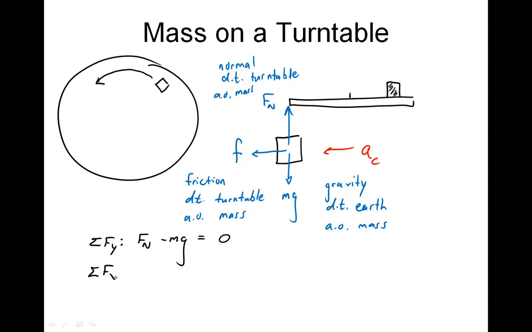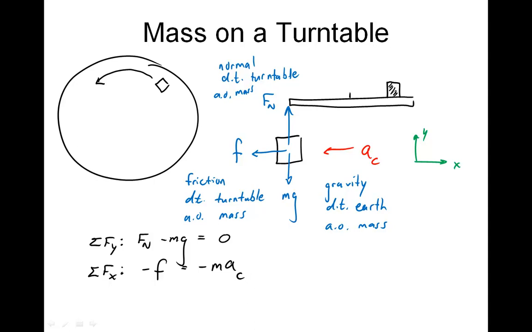The sum of the forces in the x direction, I only have one, and that's the frictional force. And it's pointing to the left, so we better put in an axis. So we'll make x to the right, and y is up as the standard set of axes. And so minus F equals minus ma, and that acceleration is, of course, centripetal.